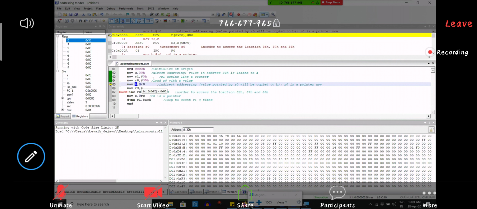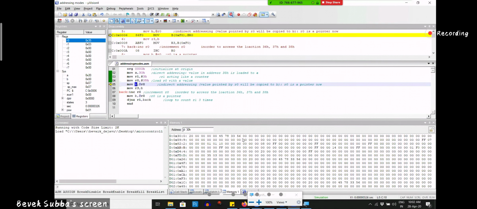Which one is the 35H location? It is not here, it is in this line. This is 30, 31, 32, 33, 34, 35. This is the 35th location. So that is the pointer right now, which is being held by R0. R0 is like a pointer right now, pointing to location 35. That value, which is in location 35, has to move to B. So what will be the value of B here?